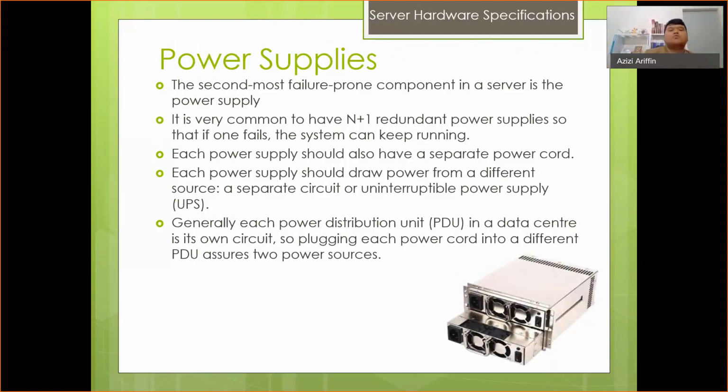Okay, and also we need to have a UPS, uninterruptible power supply. Okay, and generally in data centers, both of the power supplies are connected to different power distribution units, I mean the PDU box. For example, if one PDU box loses its power source, we have another PDU box which can supply power to our server. So this is for redundancy.